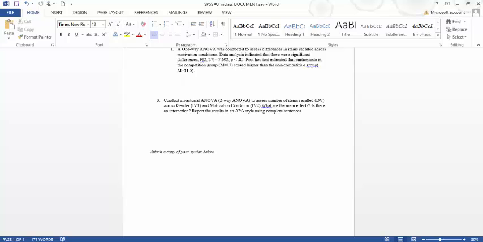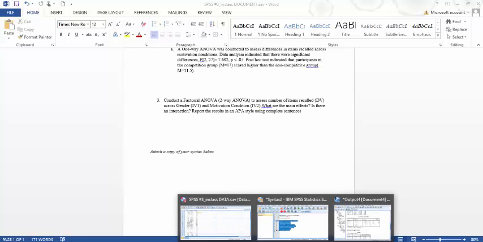With the factorial ANOVA, we can have main effects, so just significance with one IV on one DV, or an interaction. An interaction is when you have significance with one of the independent variables times the second independent variable with mean differences on the dependent variable. So now we're going to go ahead and conduct that factorial ANOVA.